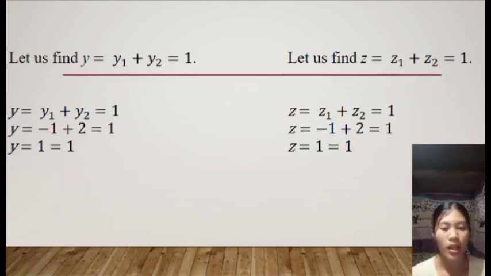So they are equal. Next, we are going to find if z equals z sub 1 plus z sub 2, which should equal 1. So we have z equals z sub 1 plus z sub 2 equals 1. We are going to substitute the values of z sub 1 and z sub 2. Now we have z equals negative 1 plus 2 equals 1. So since negative 1 plus 2 is 1, we have z equals 1 and it equals 1. So they are also equal.